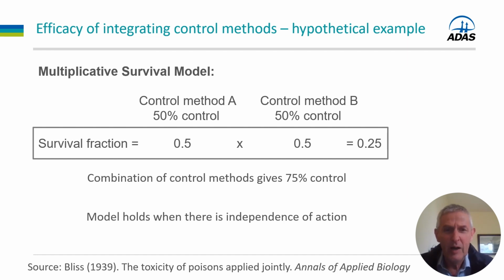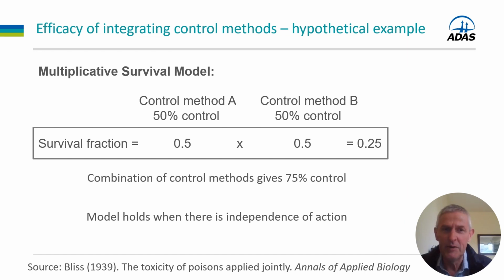And the methods described above, and this particular method is called the multiplicative survival model, and it does what it says on the tin. So if we imagine we had a particular control method, it may be chemical, it may be non-chemical, that gives 50% control of a particular pest, weed or disease, and we have a second control method B that also provides 50% control. For each of those, we can express the proportion of the pathogen population that survives treatment as a fraction of 1. So if we control half the population, then half the population, 0.5, is the survival fraction.